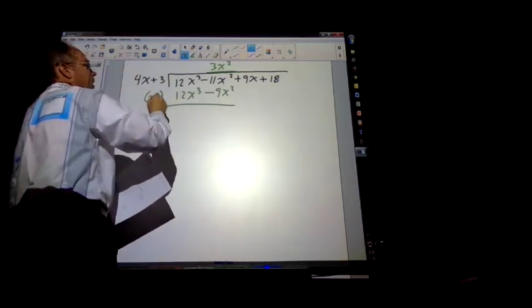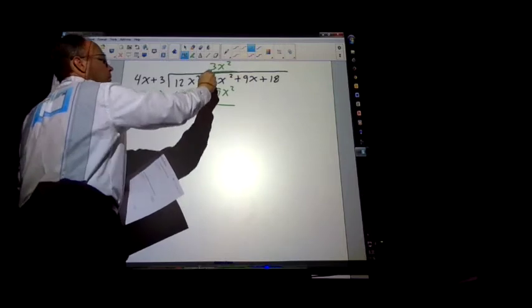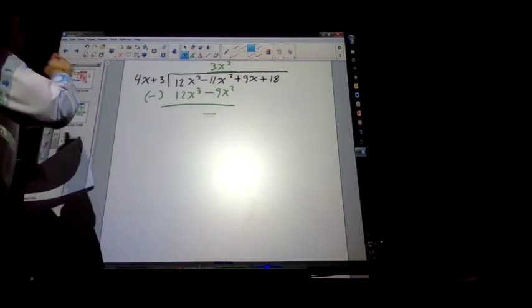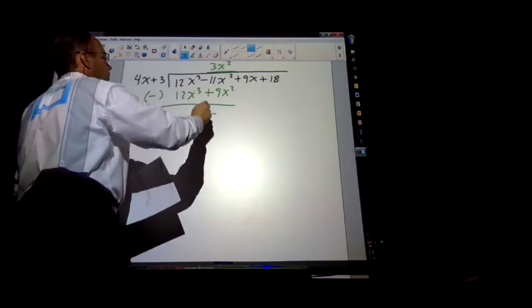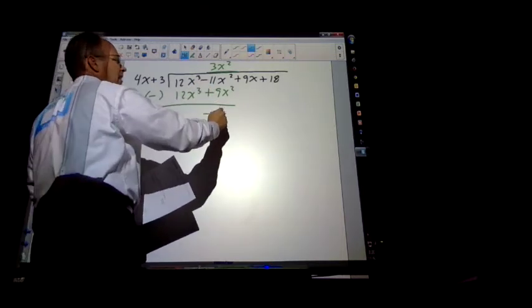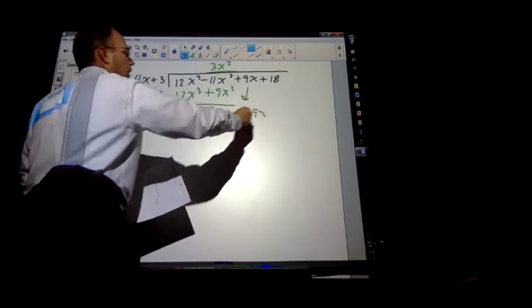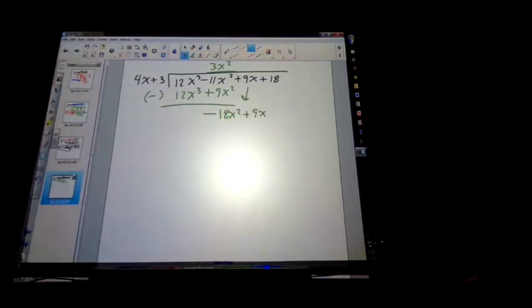Remember, we're subtracting them. So those are gone. That becomes plus 9x squared. Wait, why is it negative 6x squared? I don't know. So that's now negative 18x squared. Thank you for getting me on that. Did I do it right? Does that look all right now? I think I got it right.